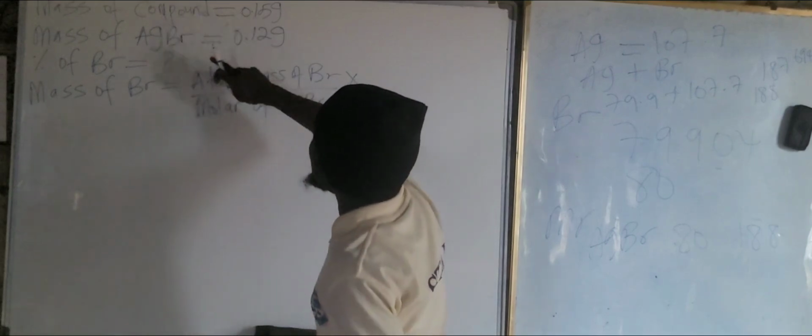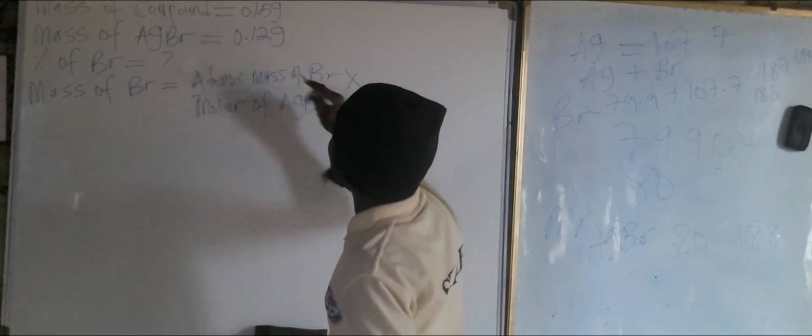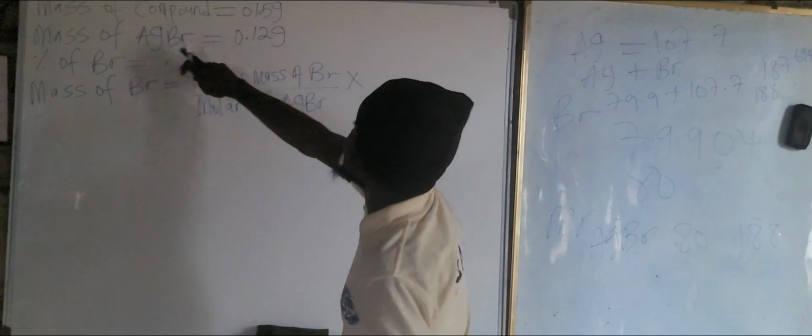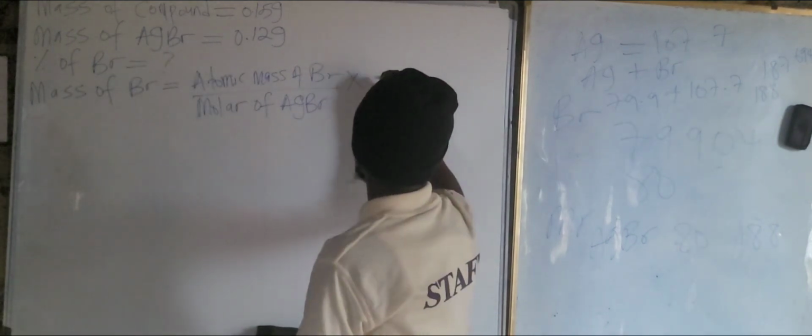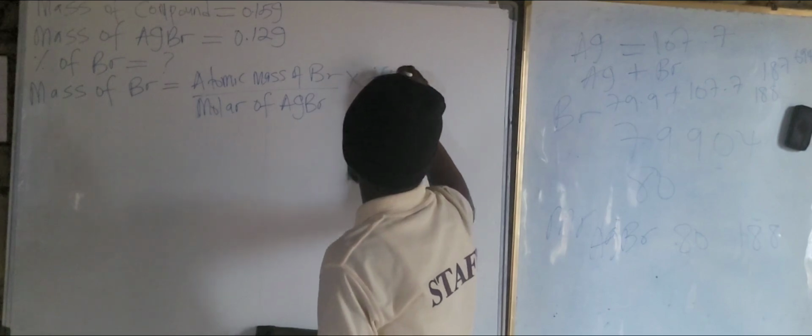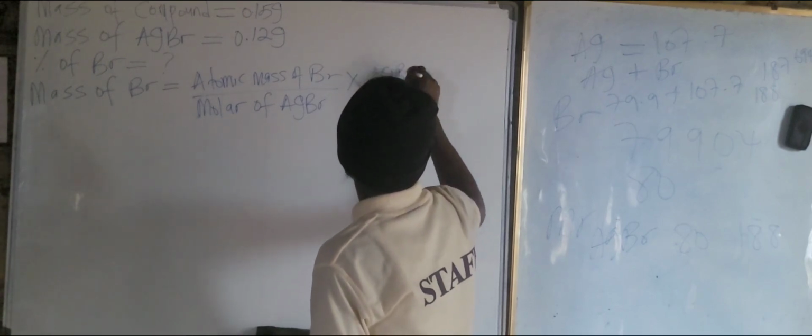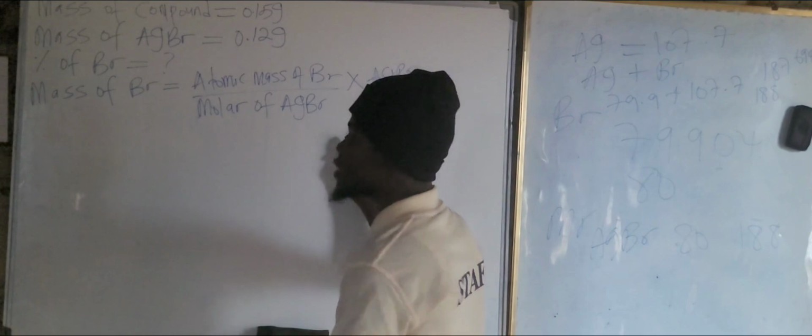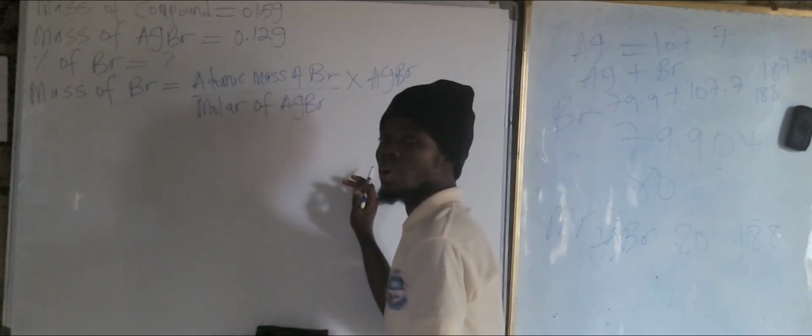And what is that? 0.15. It's the mass of this, silver bromide. The moment you're able to interpret this area, then you're okay. Are you okay here? Yes, sir.